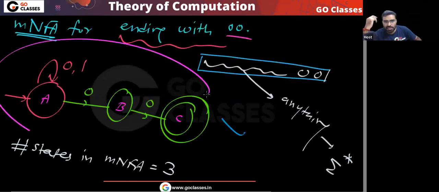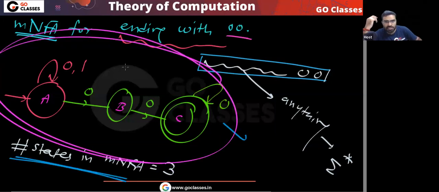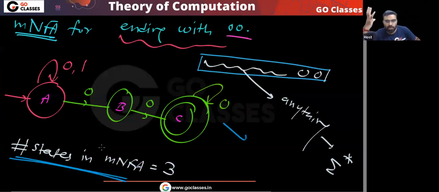You can notice this NFA also has 3 states. This NFA also has 3 states. For the same language, you have 2 NFAs with 3 states. So minimal NFA is not unique. Okay, is this point clear? Let me know. So very simple. You can also create this NFA. For example, you can put 0 here also.